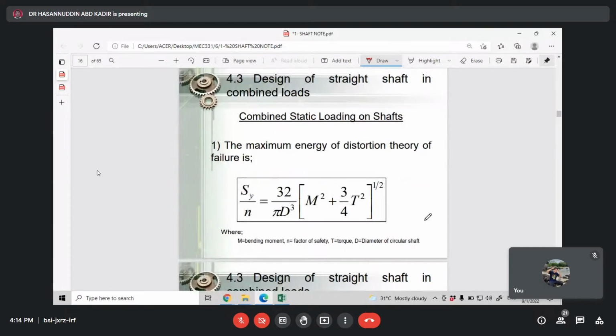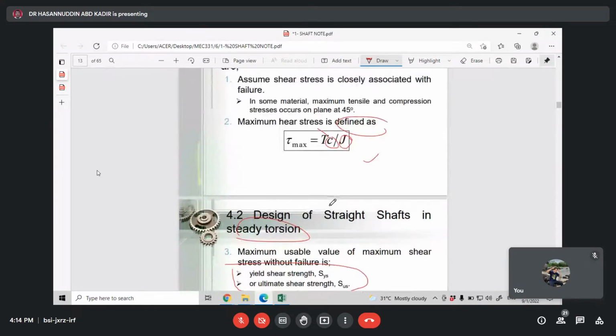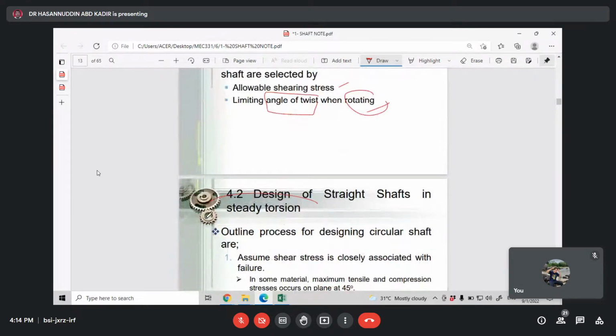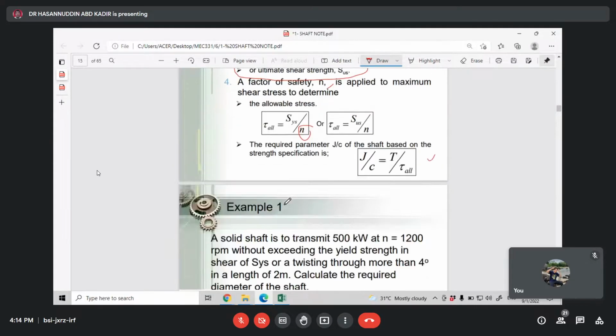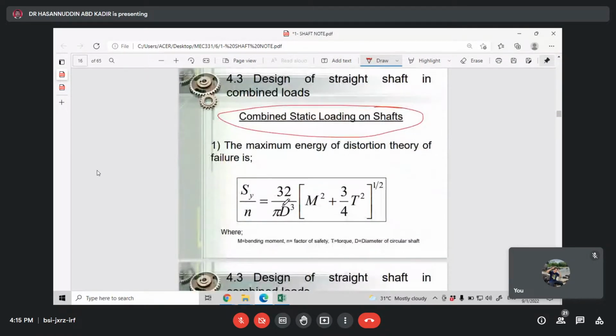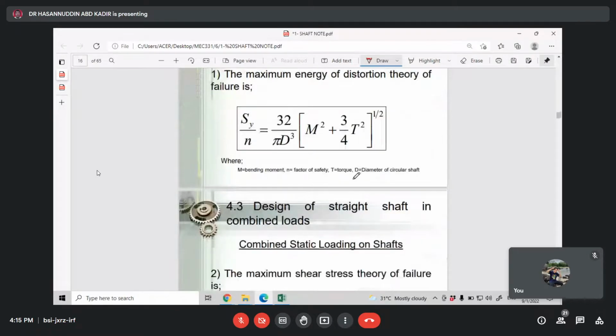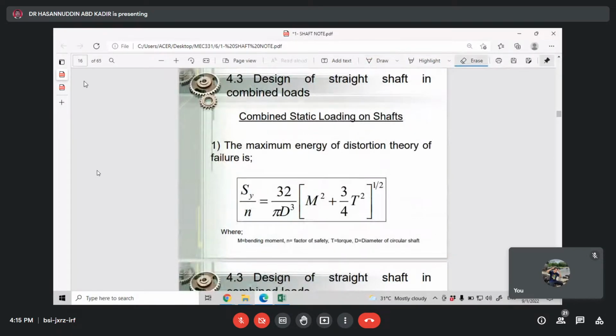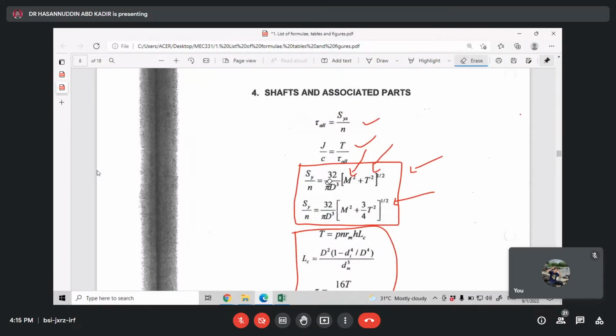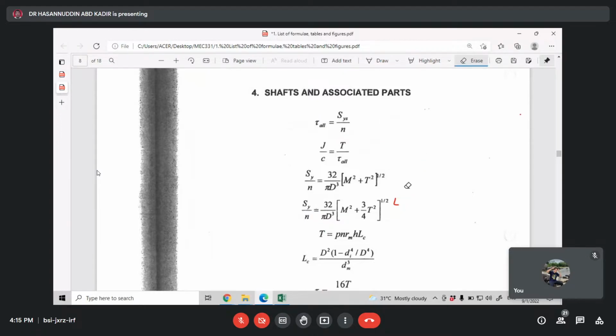Okay, then there is the combined static load, static combined. Earlier this one focused only on the steady condition, steady torsion only. Then we go to another one, the combination of static loading on shaft. So here we will apply two formulas. I will repeat to everyone, two formulas that we will apply. One is this, okay, one and also this.